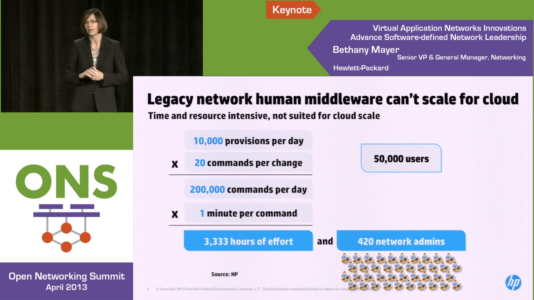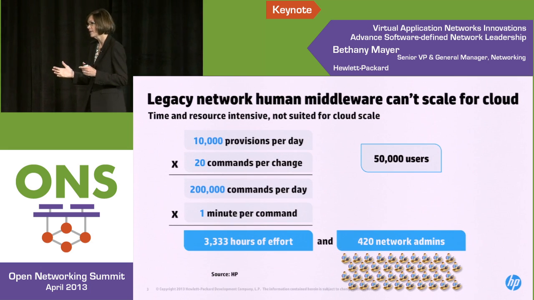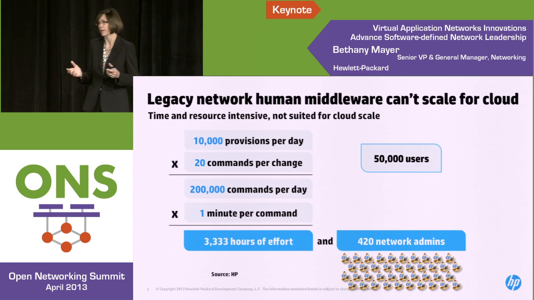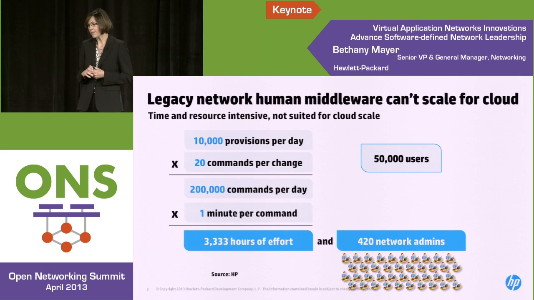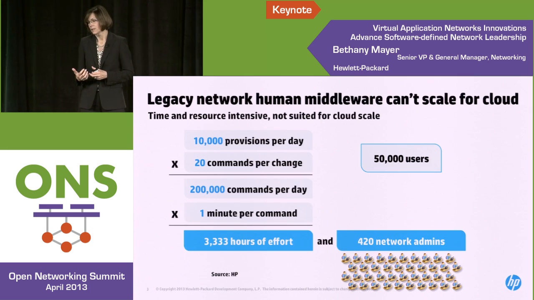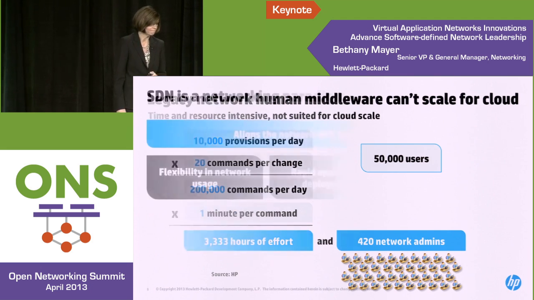This is a good example of what I'm talking about. So this is a cloud where you might want to say this cloud provider is deploying 50,000 users. That's not a lot of users, by the way, in a public cloud. And what's happening with that? Well, what you can tell is the network isn't really accommodating it. Today, the way we would reprovision a network or change it would take over 3,000 hours of effort and 420 network administrators. It takes a long time, as I said, and this is really not feasible.